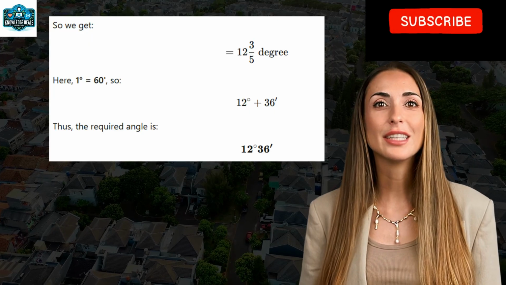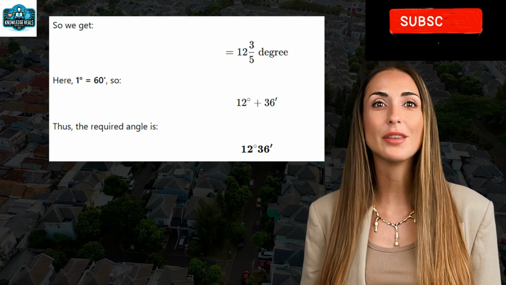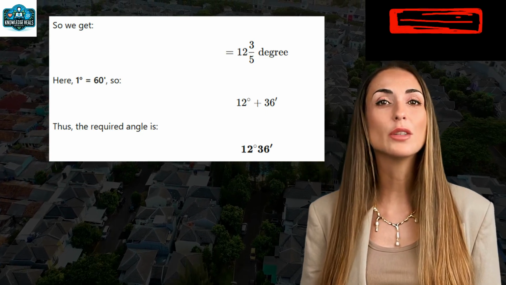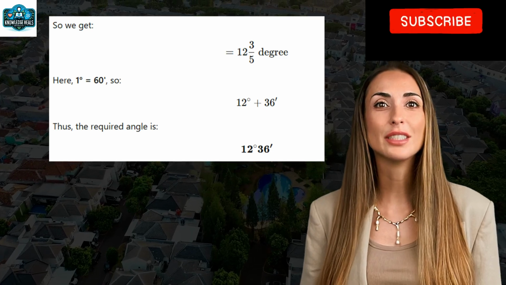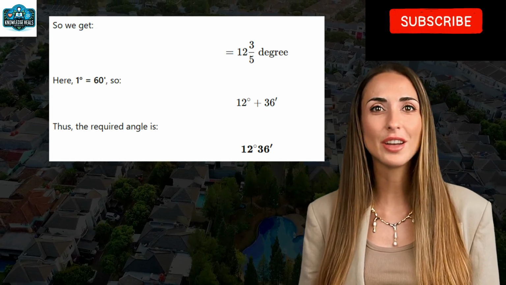So we get 12 and 3 by 5 degree. Here, 1 degree is equal to 60 minutes. So the answer is 12 degree 36 minutes.